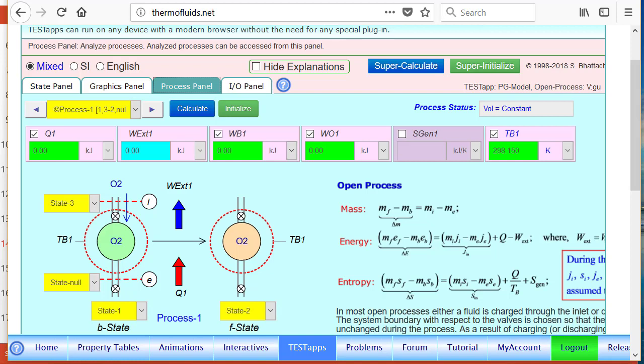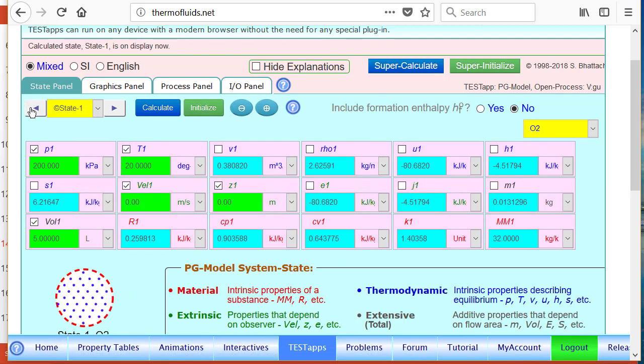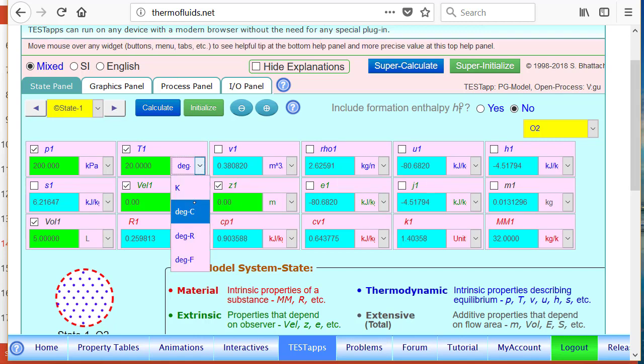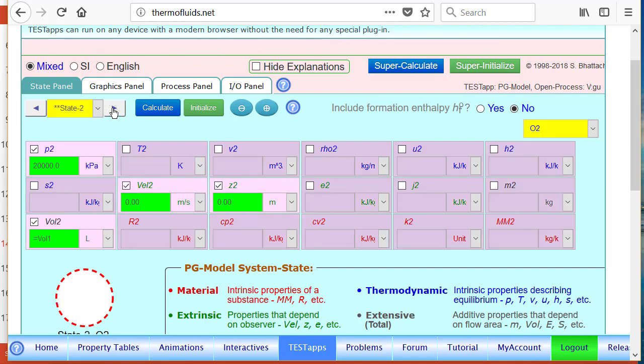Well, you can use a simple trick. Leave your Q unknown and calculate without knowing Q. Go back to the state and let's guess the temperature for state 2. We know state 1 temperature is 20 degrees Celsius. Let's do this in Kelvin, it will be nicer, which is 293 Kelvin. So in state 2 the temperature, we know it will go up. Let's say it's 500 Kelvin.